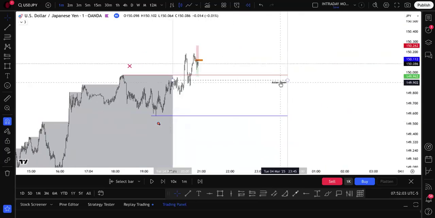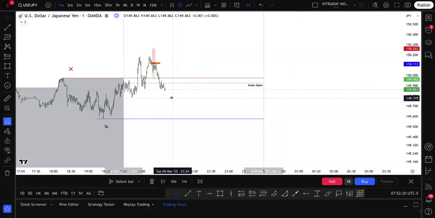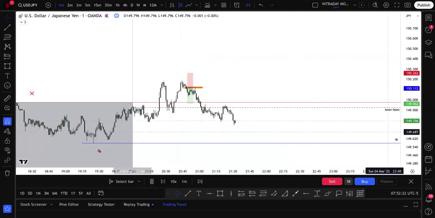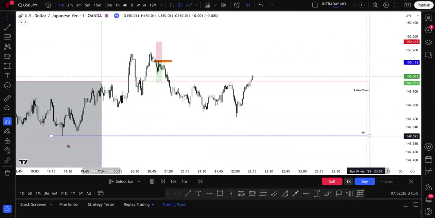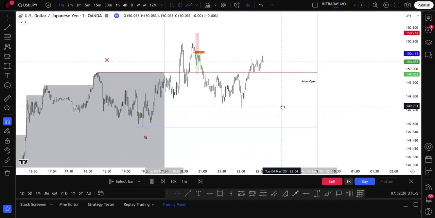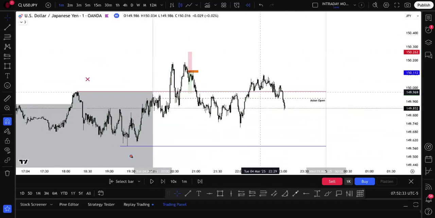Where does the entry form? Above Asian Open, 8 p.m.'s opening price. I know there's some folks that start the Asian session at 7 p.m. I don't start mine at 7 p.m. I always start mine at 8 p.m. Always. Play it forward. It respects that. It really respects that PD array really good. Respects it strongly. And just look at that. Amazing.